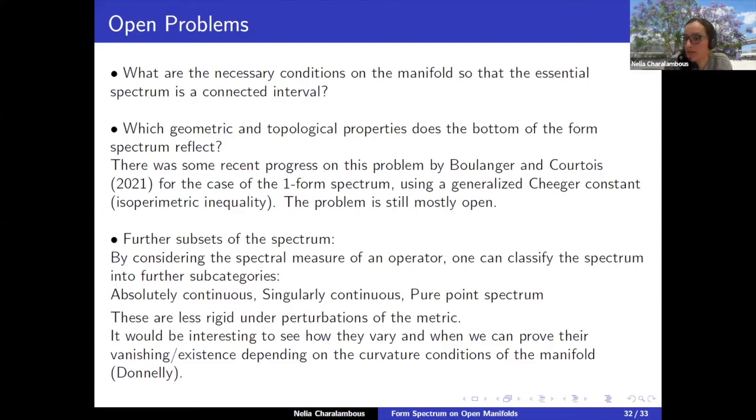These are all subcategories that are less rigid under perturbations of the metric. And it would be interesting to see what type of perturbations or properties on the manifold preserve them, or to prove vanishing and existence results for them, depending on the geometry of the manifold. There was some work done for the case of the Laplacian on forms by Donnelly, but probably there's still a lot of things that can be answered in that direction.